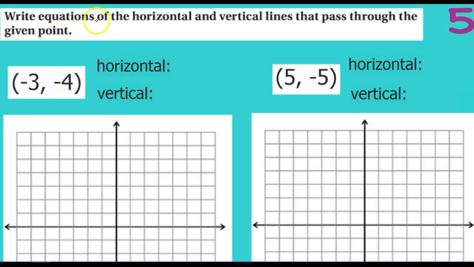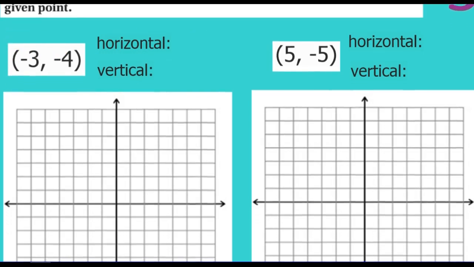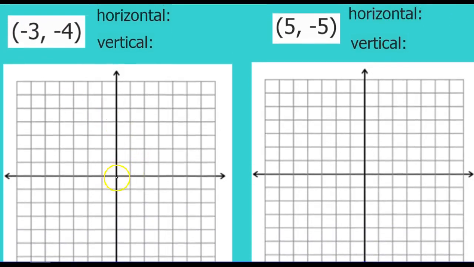Alright, so this one says write equations of the horizontal and vertical lines that pass through the given point. Our given point is -3, -4. So we're going to go over to -3, 1, 2, 3, and down to -4, 1, 2, 3, 4, and there's our first point. Now what it wants us to know is what the horizontal equation is for that. So when we say horizontal, we mean a line that's going straight across like that.